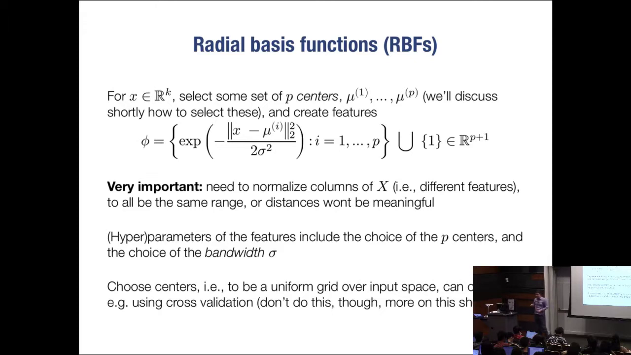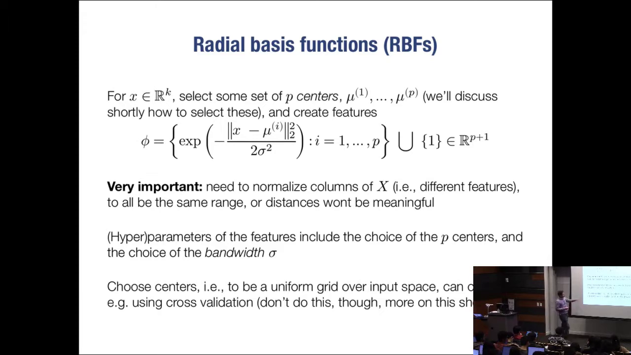So just as normalization was really important when we talked about the performance of gradient descent, normalization is also very important when we talk about computing features like radial basis function features. Okay, so whenever you apply a support vector machine with a radial basis function kernel, you have to make sure to normalize the features first.